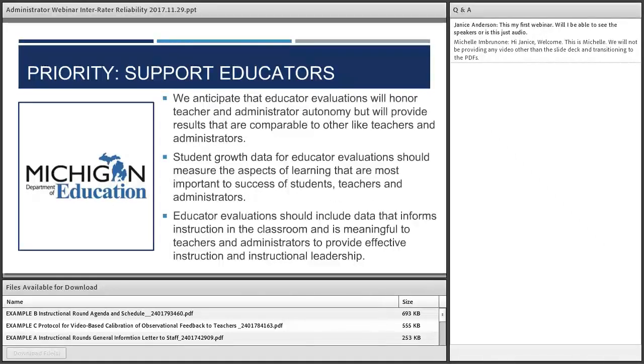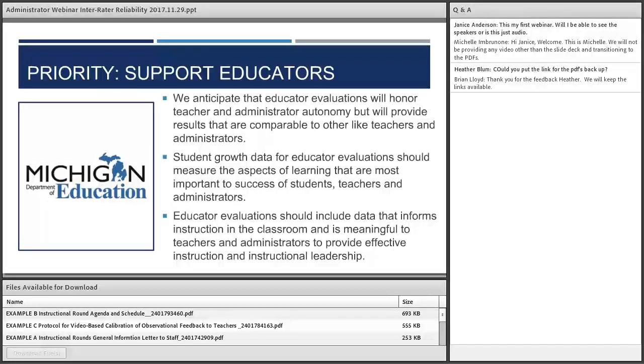And again, our priority is supporting educators. That's what we do here in our office. We do believe that educator evaluations provide a tremendous opportunity to move the bar and make things better for students and teachers and school districts. We think that well-functioning educator evaluation systems can promote teacher and administrator autonomy, allow them to make important decisions that influence their classroom and schools, but also provide opportunities to make evaluations that are comparable for district and teacher use.